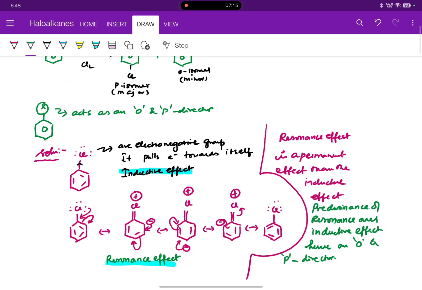Sir, is resonance effect a permanent effect? Then the inductive effect? Permanent effect. Correct. More stabilized, more permanent.